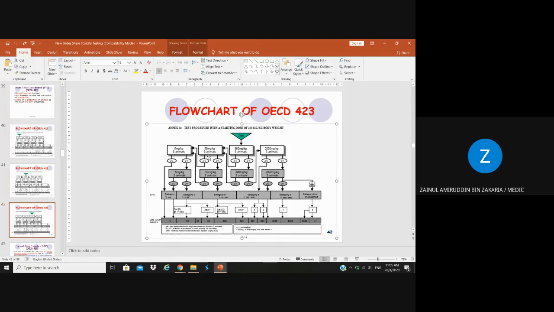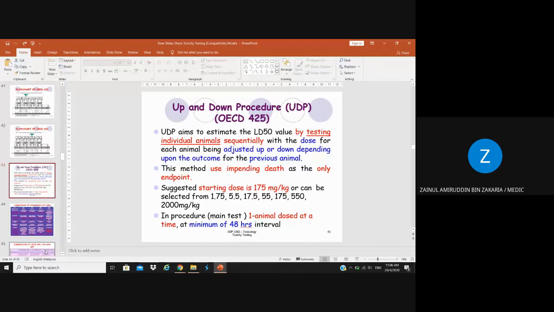So based on this, you can categorize the compound as being toxic, which category, 1, 2, 3, and so on. So that is 423. Now is 425.